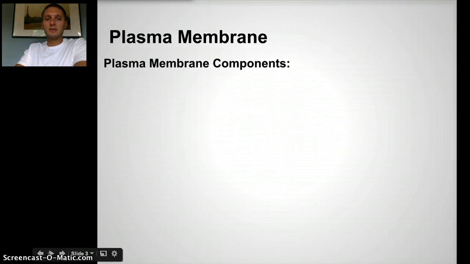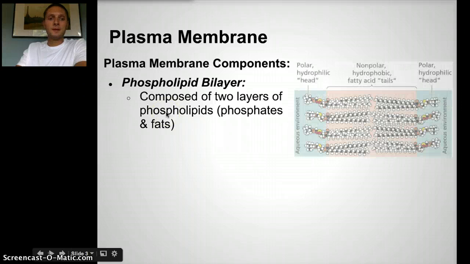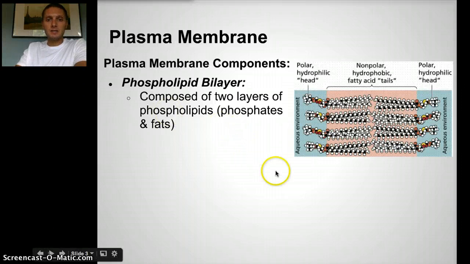Let's look at some of the different components or pieces that make up the plasma membrane. The first and the primary component is a phospholipid bilayer. This is composed of two layers of phospholipids, which is phosphates and fats. The lipid is fat, and phospho is the phosphate. What this looks like is it has two different portions. It has a nonpolar hydrophobic fatty acid tail. This is the fat portion right here in the pink color, and this is hydrophobic, meaning that it doesn't like water.